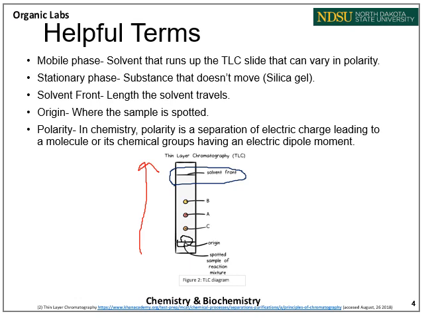And lastly, I want to discuss polarity. Polarity should have been discussed in depth in Gen Chem, but we are going to review it a little bit just so you can understand the concept a little bit better. A general definition for polarity is that in chemistry, polarity is a separation of electric charge leading to a molecule or its chemical groups having an electric dipole moment.